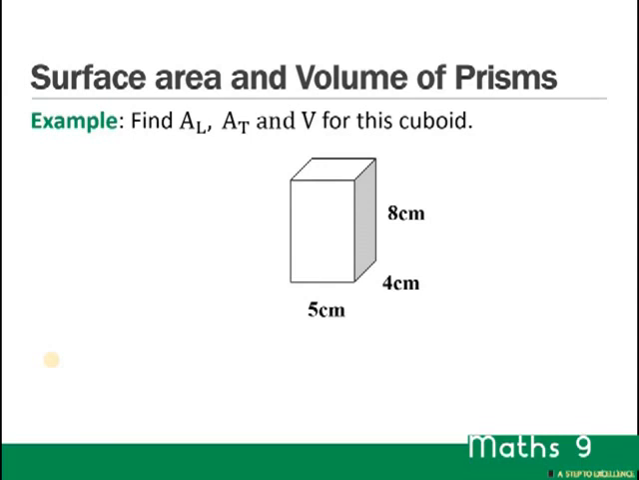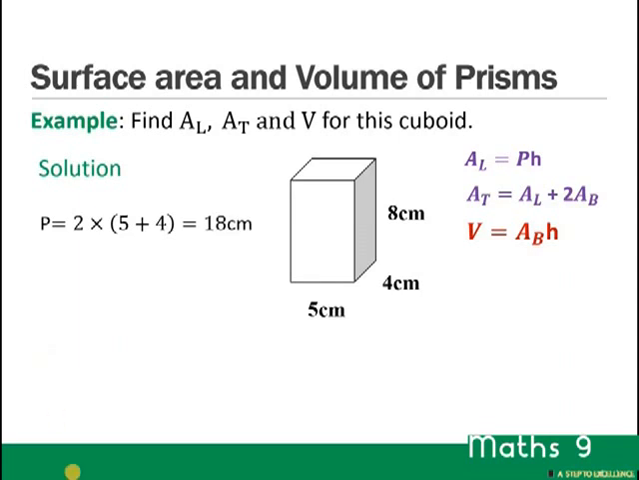Example, find AL, AT, and V for this cuboid. AL is Ph, AT is AL plus 2AB, and V is ABh. The perimeter of this cuboid is 5 plus 4 plus 5 plus 4, or 2 times 5 plus 4, which is 18 centimeters. So AL is 18 times 8, because 8 is the height, which is 144 centimeters squared.